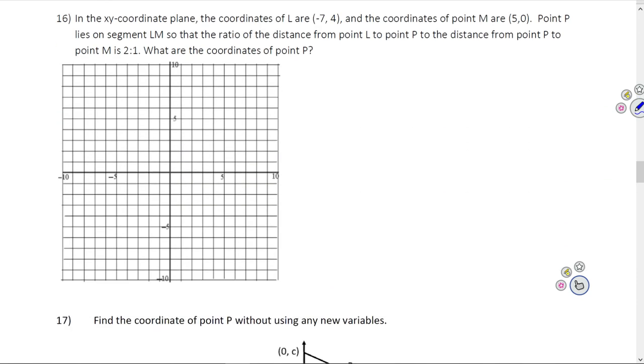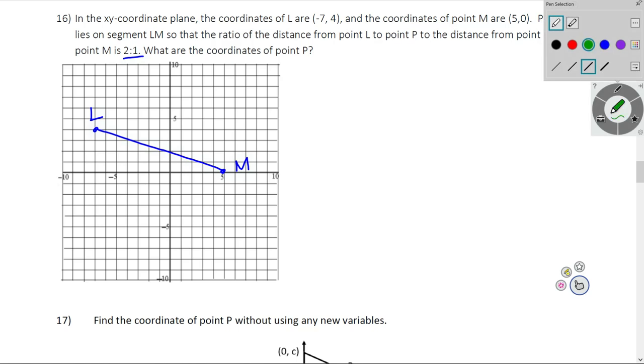16, in the xy coordinate plane, the coordinates of L are -7, 4. This is L. And the coordinates of point M are 5, 0. Point P lies on segment LM, so P is somewhere on this segment, so that the ratio of the distance from L to point P to the distance from point P to point M is a 2-to-1 ratio. So just a ballpark of where it might be, probably somewhere in this region. Okay, what are the coordinates of point P?